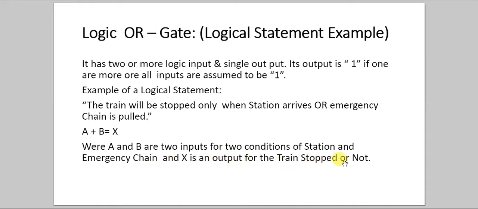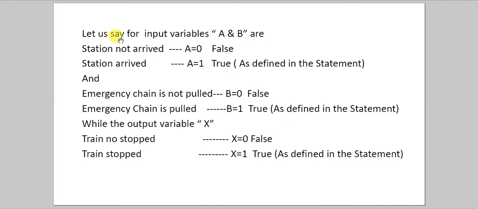Now let us say the variables A and B are as follows. These are the input statements. For the station, A is equal to 0, which is false, means the station has not arrived. A is equal to 1, true, means the station arrived, as defined in the statement. And emergency chain not pulled, B is equal to 0, false. Emergency chain pulled, B is equal to 1, true, as defined in the statement. The output variable X has two states: train not stopped, X is equal to 0; train stopped, X is equal to 1.